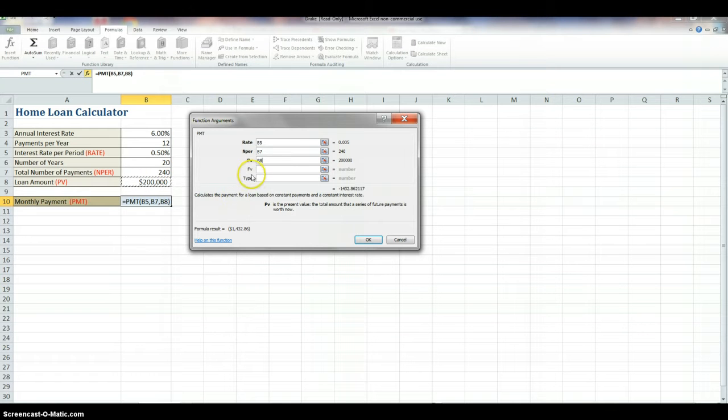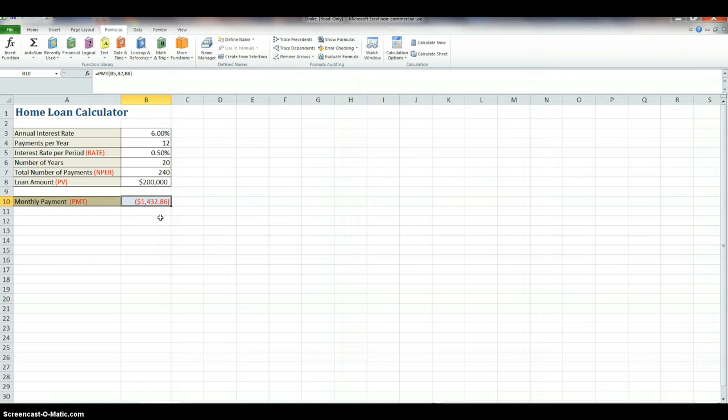These last 2 variables are optional. You can tell they're optional because they're not bolded. These 3 are bold, these 2 are not. Therefore, they are optional, so you don't have to put them in. So I click on OK, and there's my number. For a $200,000 loan, paid off over 20 years at a 6% annual interest rate, you'll pay $1,432 a month.